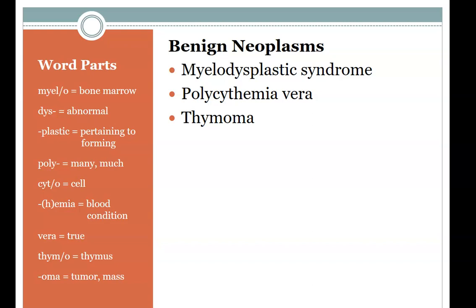And your word parts: myelo is bone marrow. Dys is abnormal. Plastic pertains to forming. Poly is many or much. Cyto equals cell. Hemia is blood condition. Vera equals true. Thymo is thymus. And oma is either tumor or mass.